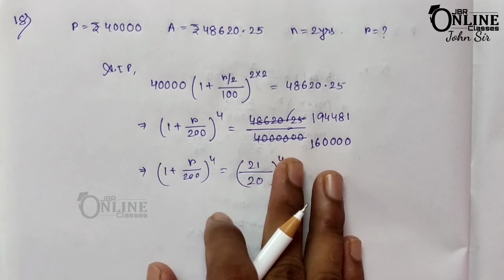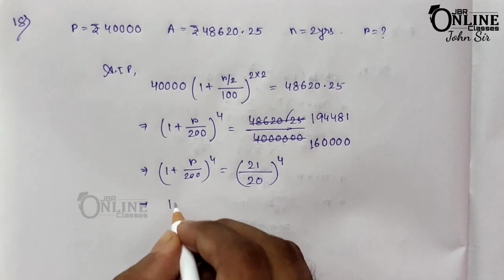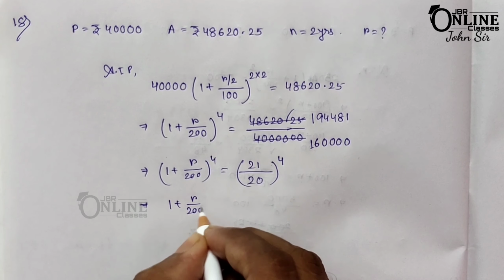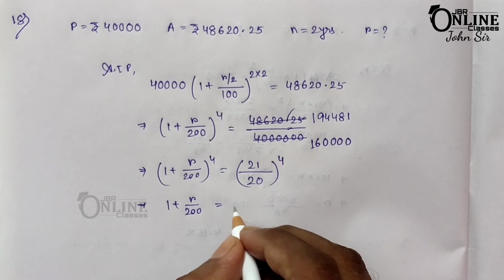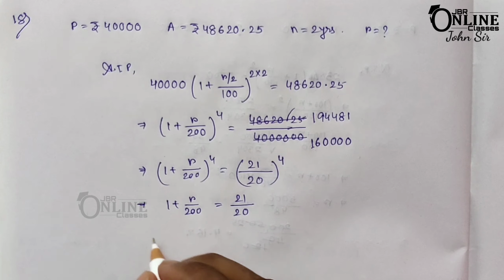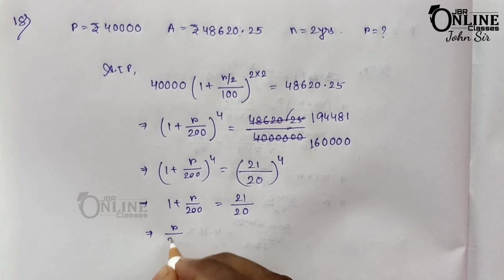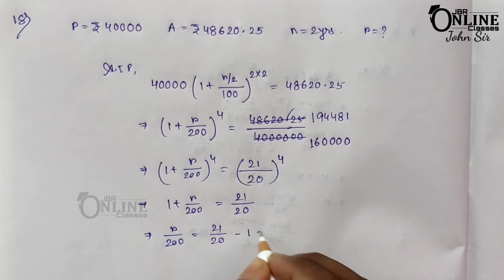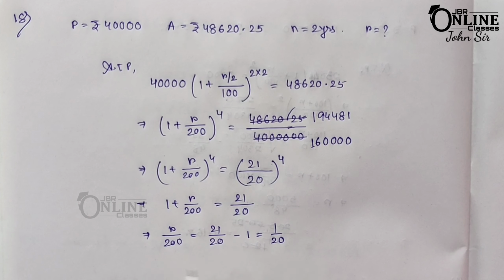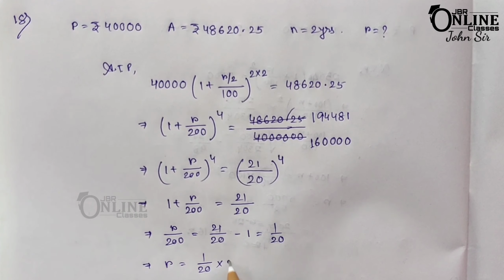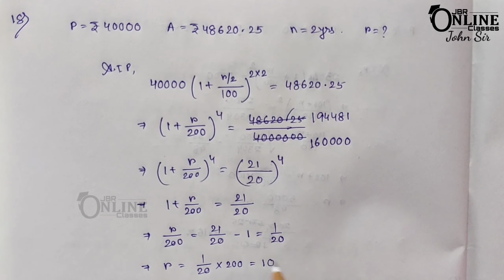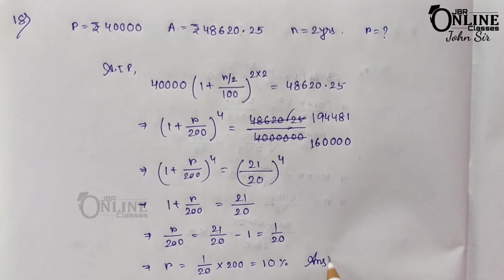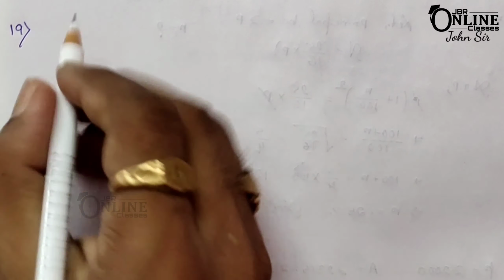So by comparing both sides, you can directly write down 1 plus r by 200 equals 21 by 20. So again r by 200 equals 21 by 20 minus 1, that equals 1 by 20. So r equals 1 by 20 into 200, and that equals 10%. So that is your answer.